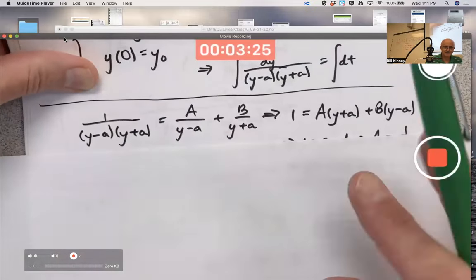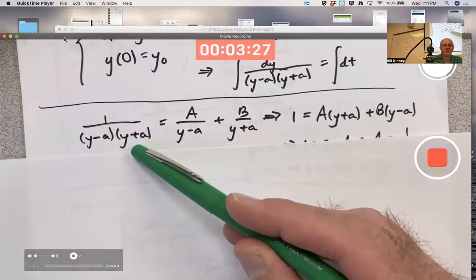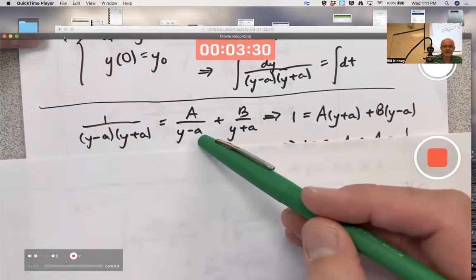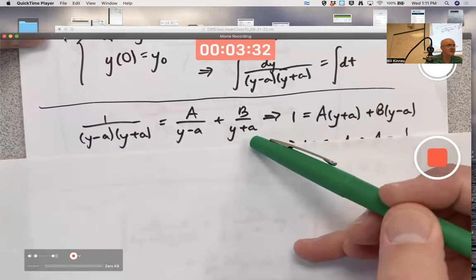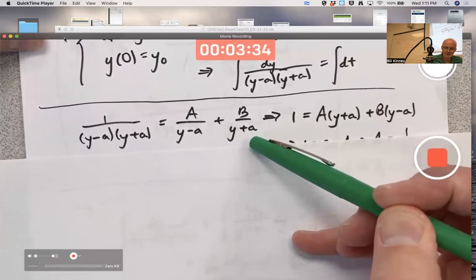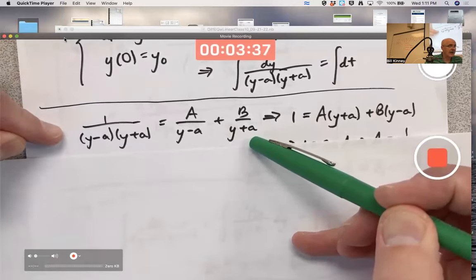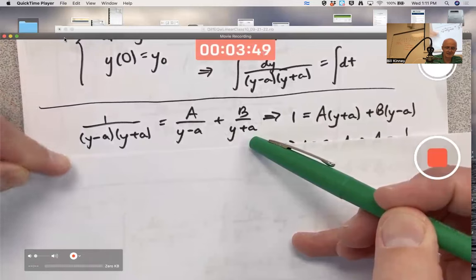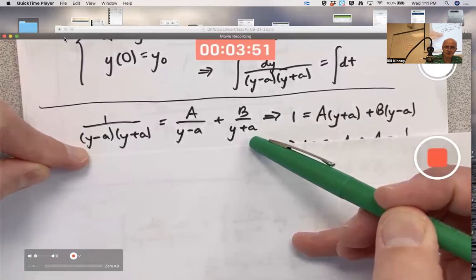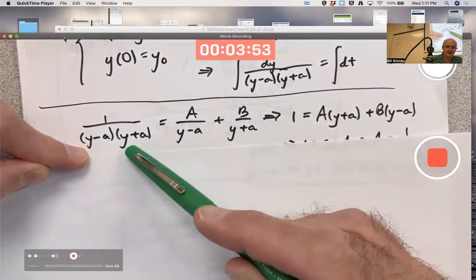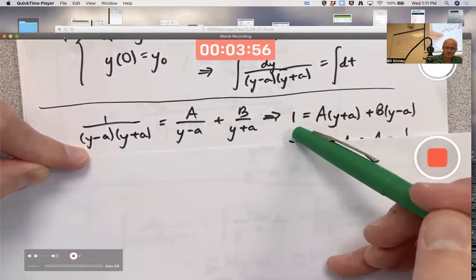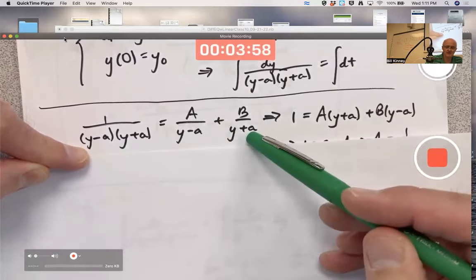So you'd want to write this fraction 1 over (y minus a)(y plus a) as some constant over y minus a plus some other constant over y plus a. Then you want to solve for capital A and capital B. Since you don't know what little a is, most likely capital A and capital B depend on little a, and they do. The trick is to multiply both sides of this equation first by the common denominator (y minus a)(y plus a) to get complete cancellation on the left to make it be a 1, and partial cancellation on the right.